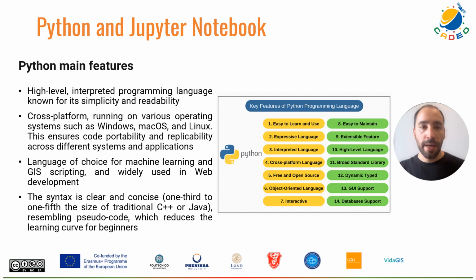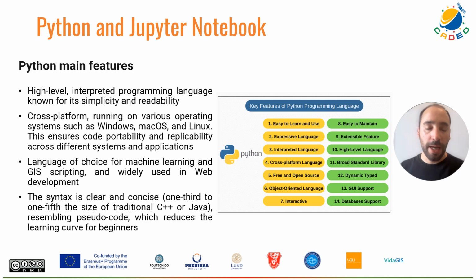Python is a high-level interpreted programming language that is widely recognized for its simplicity and readability. Its design emphasizes clear and straightforward code, which helps developers write and understand programs with ease. Another significant aspect of Python is that it's cross-platform, so it runs seamlessly on multiple operating systems including Windows, macOS, and Linux. This cross-platform nature ensures that Python code can be easily transferred and executed across different environments without any modification.